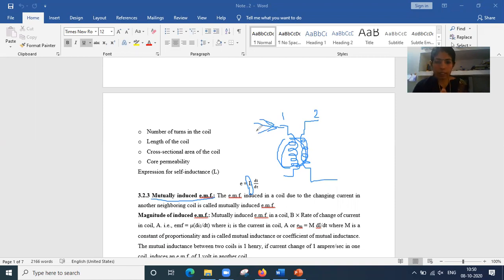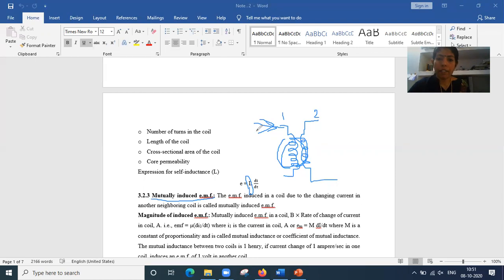Let me explain once more. What is mutually induced EMF? We are assuming there are two coils. In the first coil we apply an alternating current. When a current flows through a coil, it produces a magnetic field and induces an EMF in the first coil. That induced EMF is known as self-induced EMF, that is, the EMF produced in the first coil due to the change in its own magnetic field.